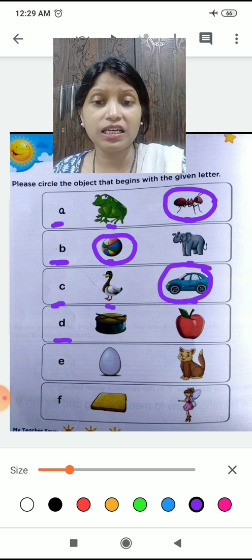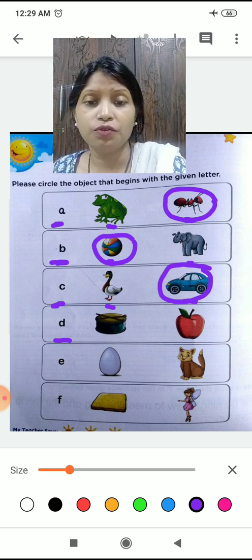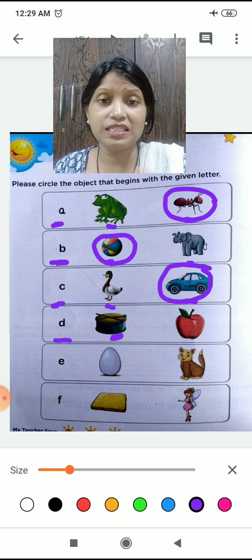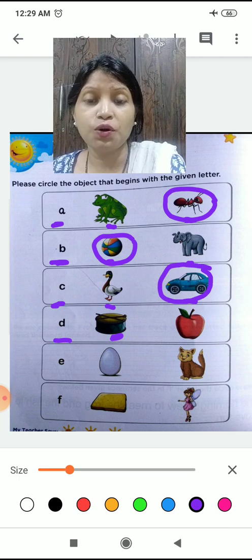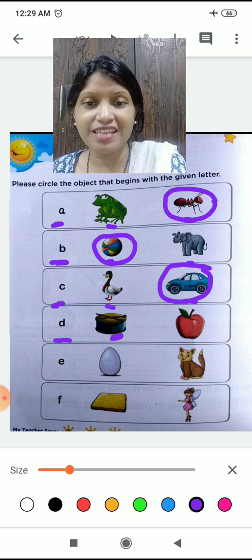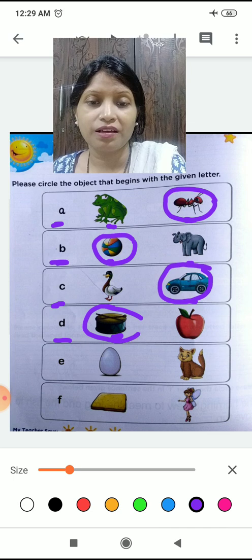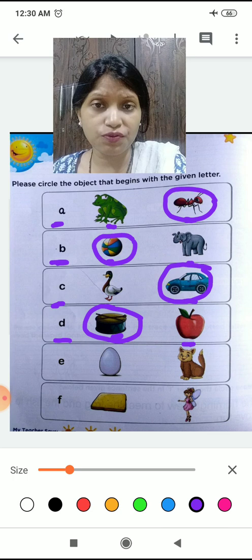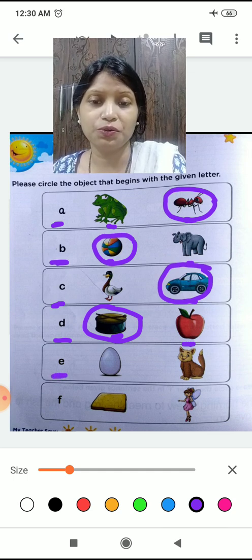Next is D. Next alphabet is D. Now, what is it, children? Drum. It is drum. So, D is for drum, children. Yes, D is for drum. And what is this, children? Apple. So, D is for apple? No. A is for apple, right? Okay. So, go to the next alphabet.